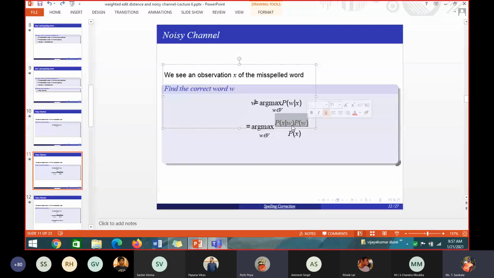The list of all candidate words I have for BEHAF. For BEHAF, I have the correct word as BEHALF, or it can be behave, or it can be because. So 3 words are there for W. So I have to find P of BEHAF given BEHALF into P of BEHALF. The second time I have to find the probability of BEHAF given BEHAVE into the probability of BEHAVE.